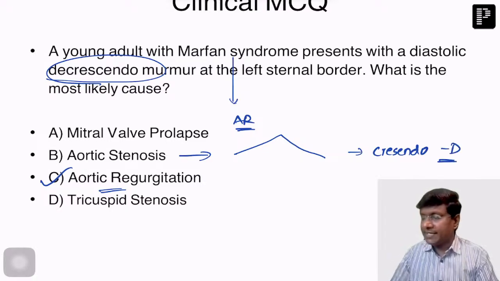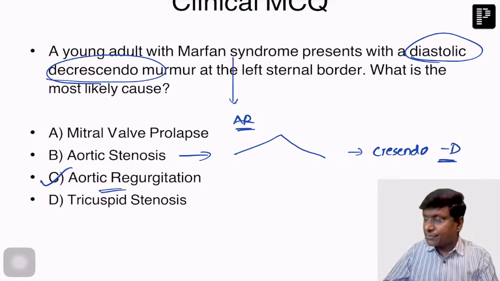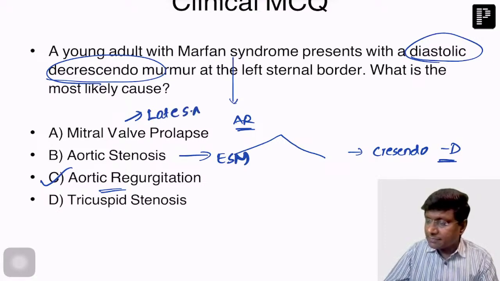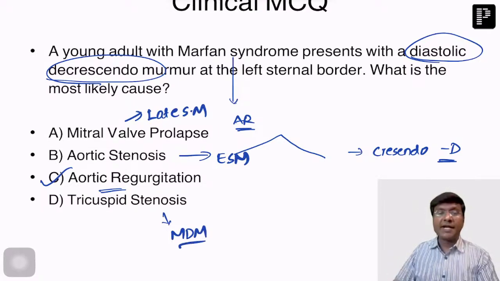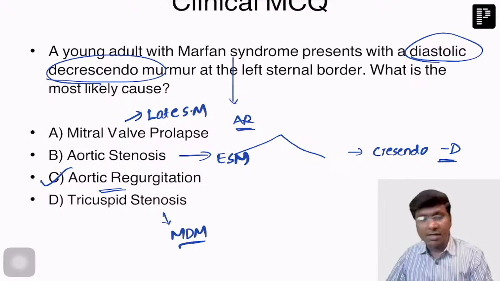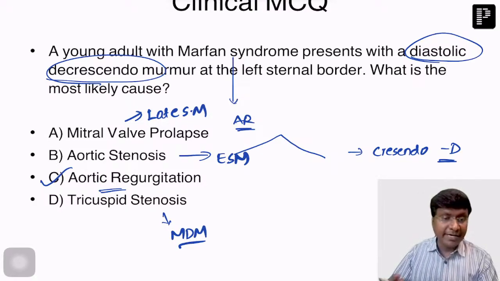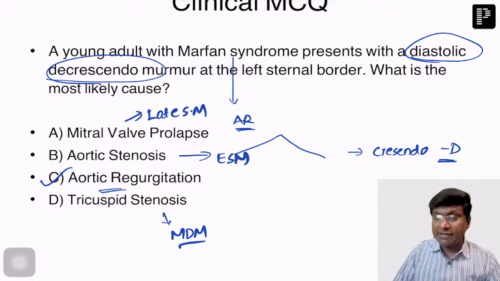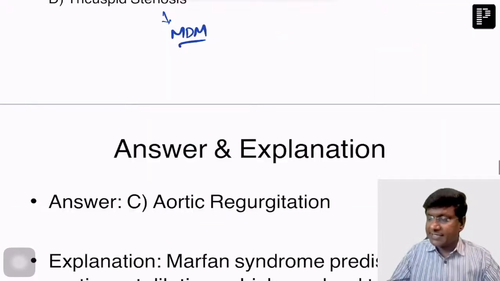Right, in aortic stenosis it is crescendo decrescendo, and in AR it's a diastolic murmur. Right, whereas in aortic stenosis, what is the murmur? It is an ejection systolic murmur. Whereas in mitral valve prolapse syndrome, it is a late systolic murmur. Tricuspid stenosis, it's a mid diastolic murmur. So the decrescendo pattern is observed in aortic regurgitation. In mitral valve prolapse syndrome, it is not a diastolic murmur. It is the late systolic murmur, with a mid systolic click.